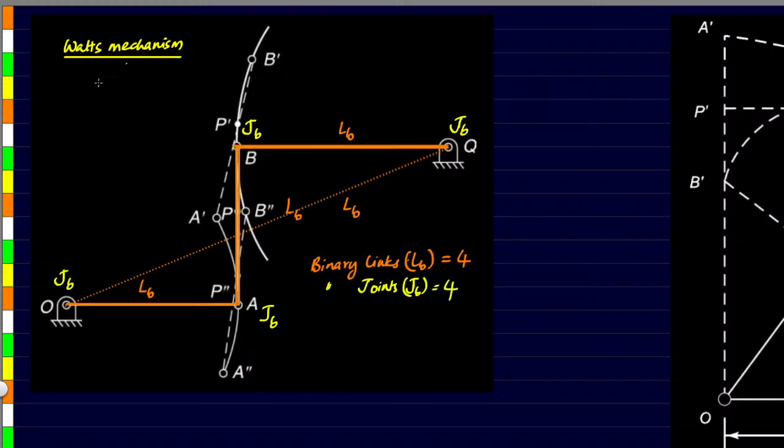So actually, Watts mechanism can also be called a quadratic chain, or four bar mechanism. This is also a four bar mechanism. Okay.